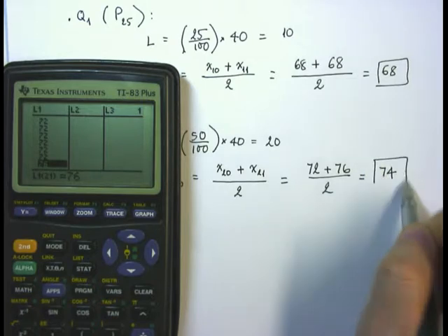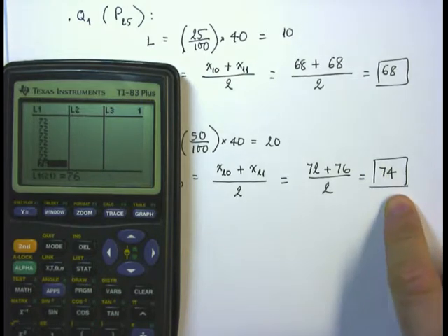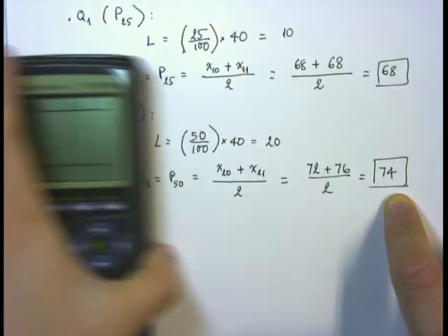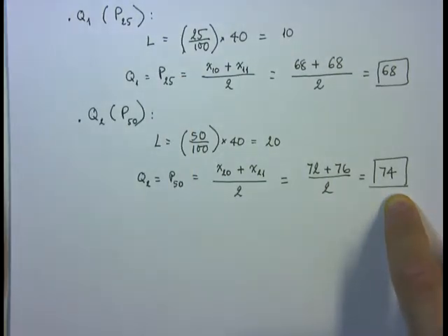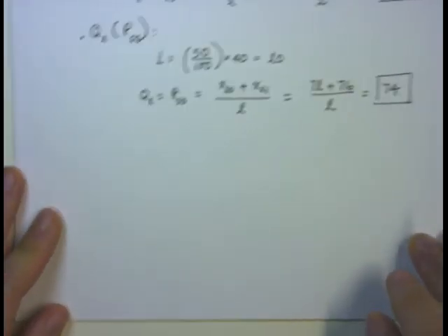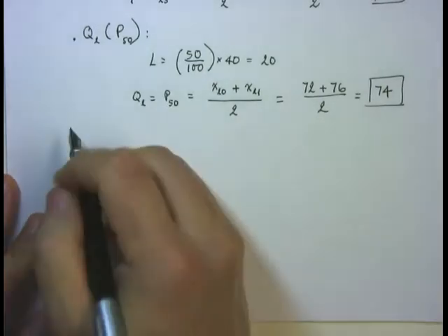Keep in mind that 74, which is Q2 or the 50th percentile, is not necessarily on the list itself. I never said that these percentile values have to be on the list. Each of these percentile values doesn't have to be on the list of data values. Now we're going to look into the last number, which is the Q3 value.